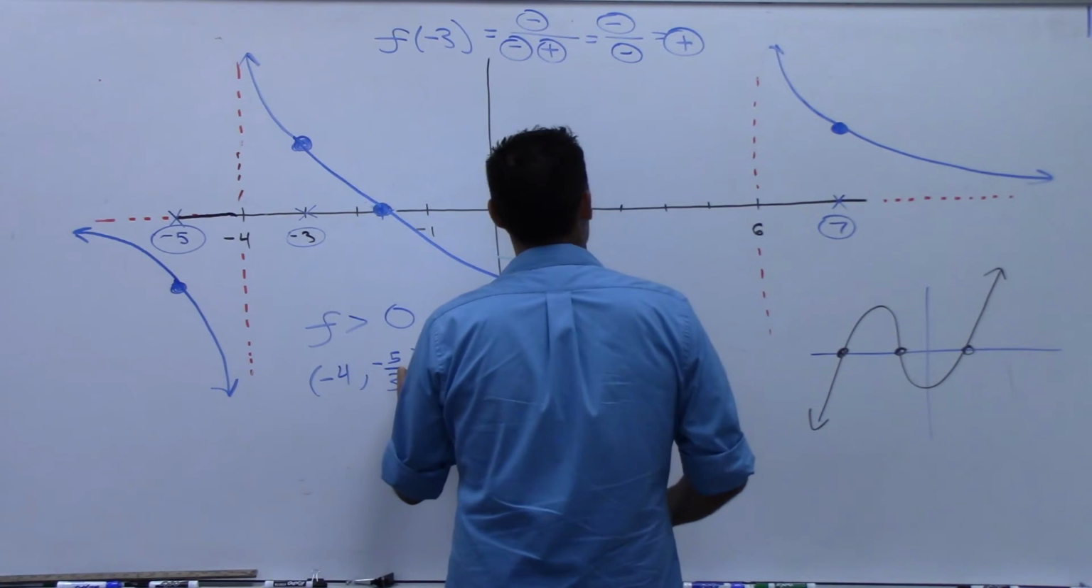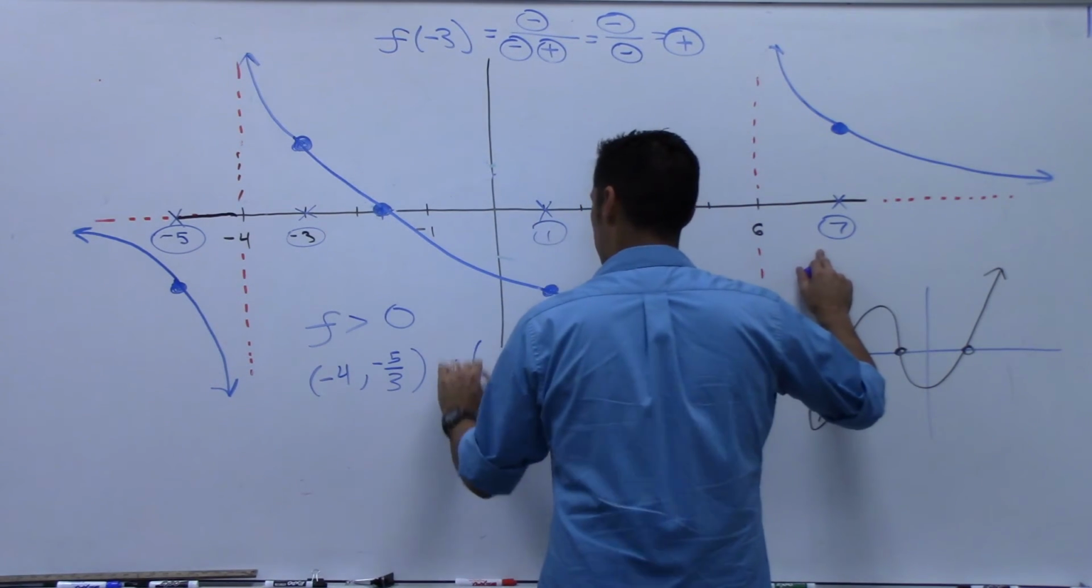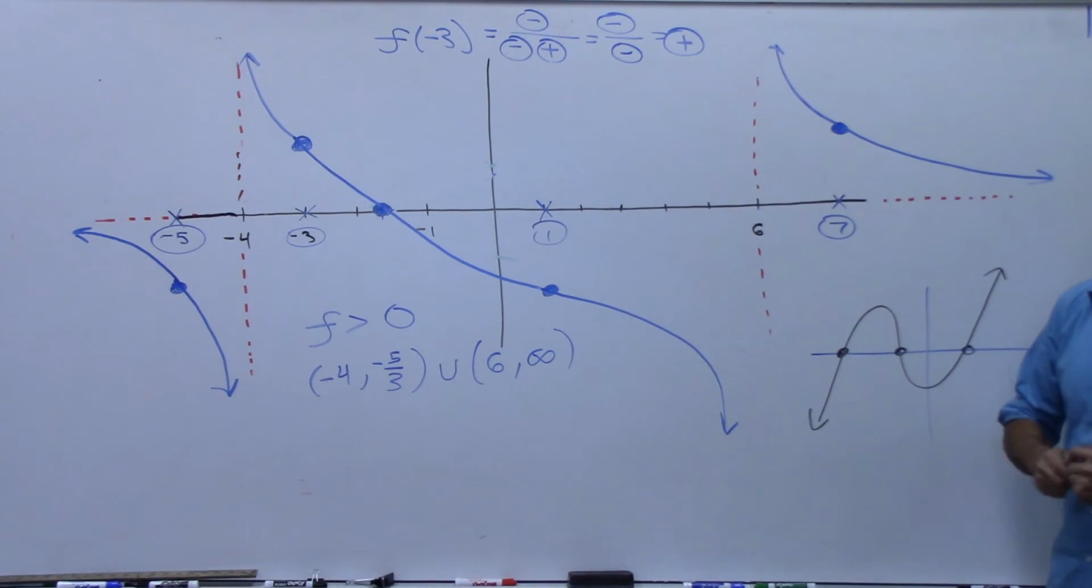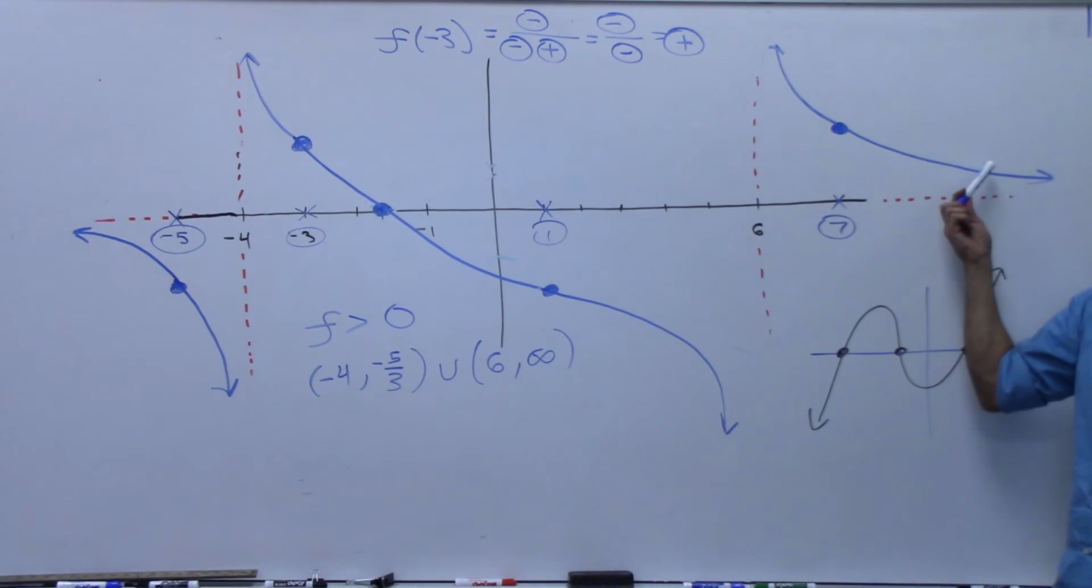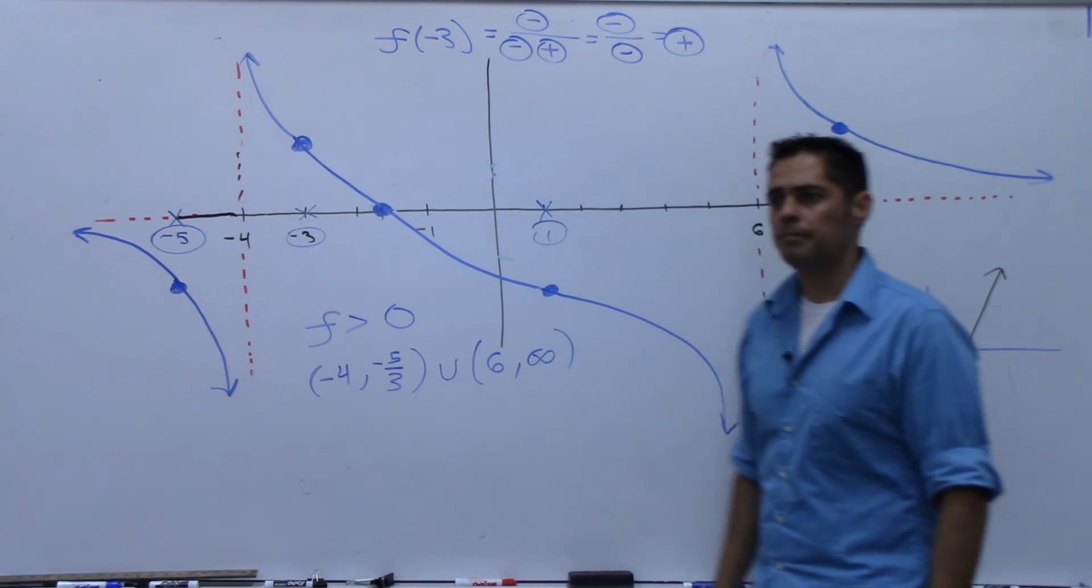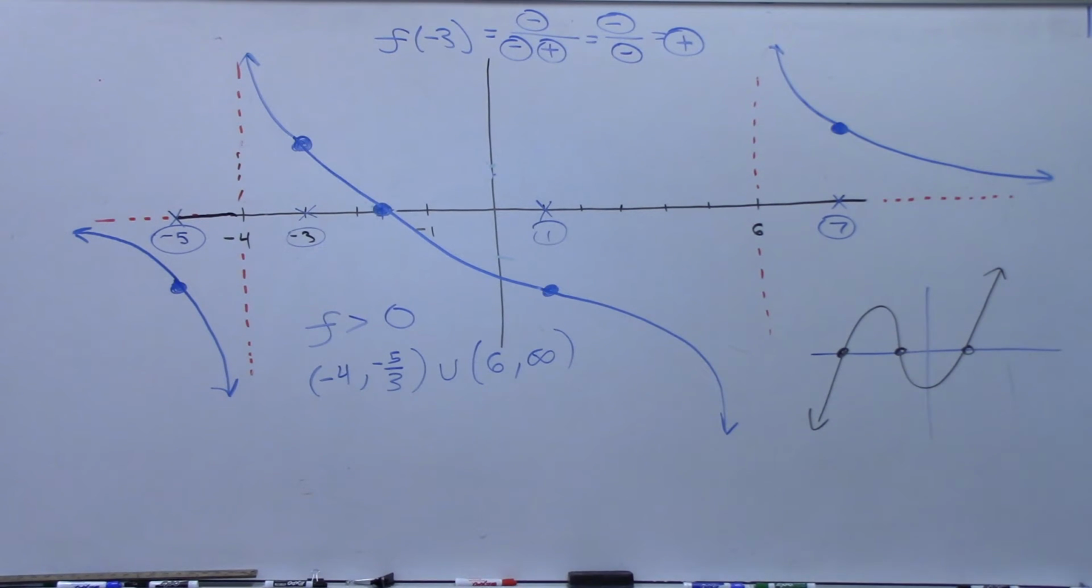-5/3. Where else? Unioned 6 to infinity. That's where this function is above the x-axis, right? From here on, it's above, and between here and here, it's above. Now, I'm not going to ask that, but that's something we could ask, right?